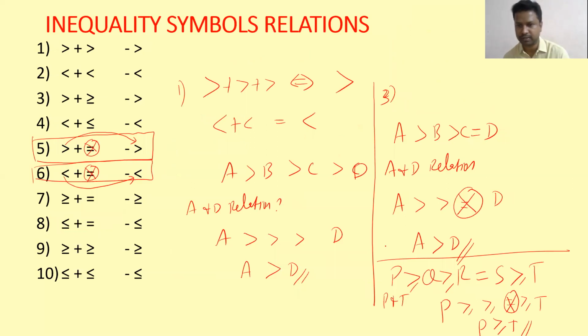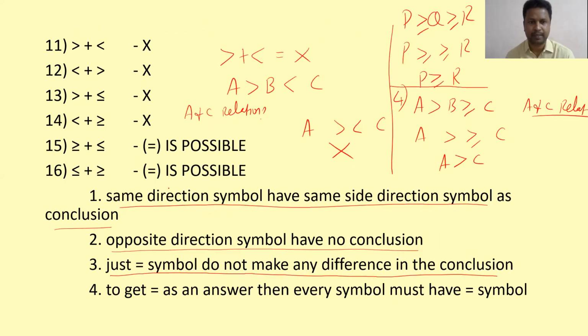See the previous question. Every symbol has an equal symbol, so I can say greater than or equal to T. Got it? Four points. Same direction symbols, you get a same direction conclusion. Opposite direction, then there is no conclusion. To get equal as one of the conclusions, you must have an equal symbol in all the symbols.